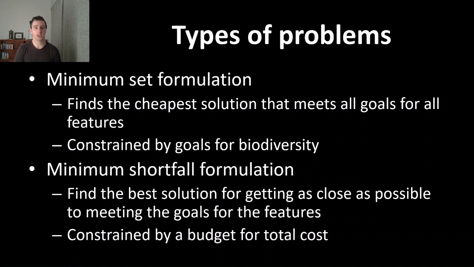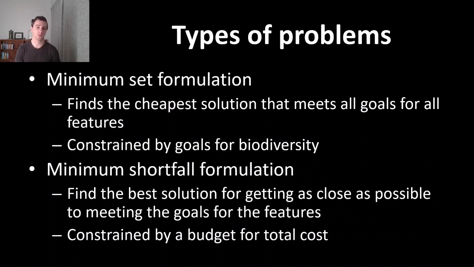The minimum set formulation aims to find the cheapest solution that will meet all the goals for all of the features, and it's constrained by these goals for biodiversity. What that means is it's going to try and reduce the total cost of the priority areas as much as possible, but it's always going to try and meet these goals. So it's never going to return a set of priorities that doesn't meet the goals. You can think about this as a biodiversity-first kind of planning approach where you're identifying priority areas that will always meet the goals. The thing that's being varied here during optimization is how much the cost is.